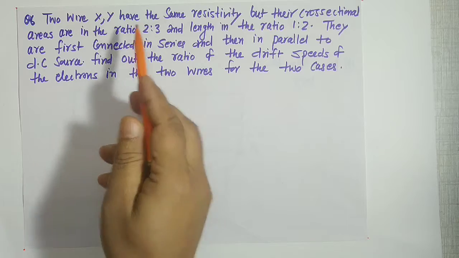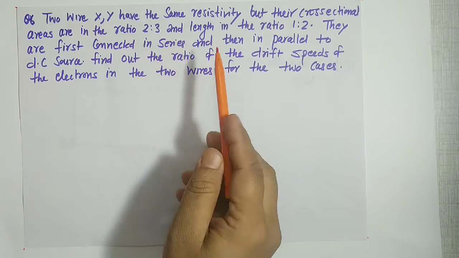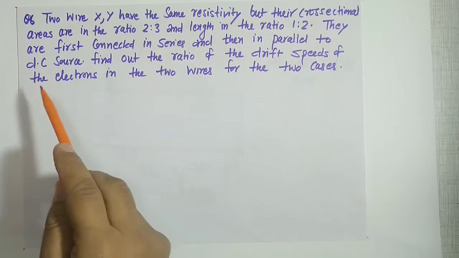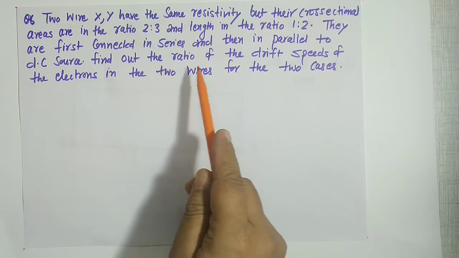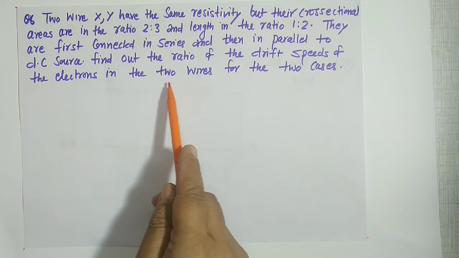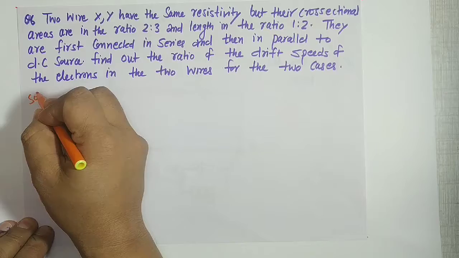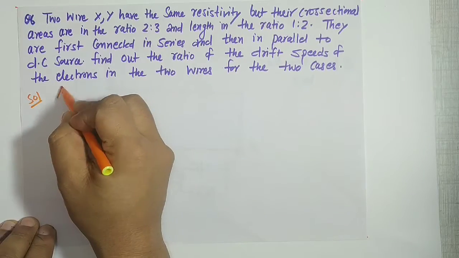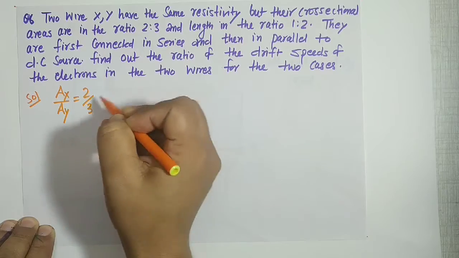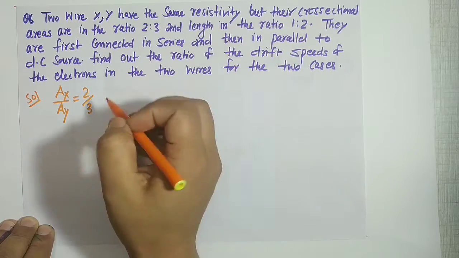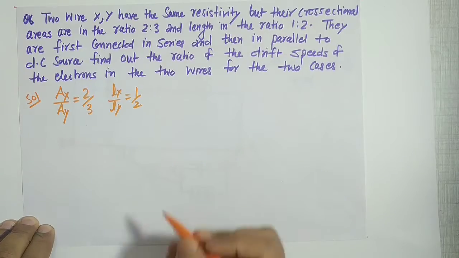Two wires X, Y have the same resistivity but their cross-sectional areas are in the ratio 2:3 and lengths in the ratio 1:2. They are first connected in series and then in parallel to a DC source. Find the ratio of the drift speeds of the electrons in the two wires for the two cases. That means one in series and then you will take it in parallel. What has been given is the ratio of the areas Ax to Ay is 2:3 and 1:2 is the length ratio. So Lx by Ly will be what? 1/2.